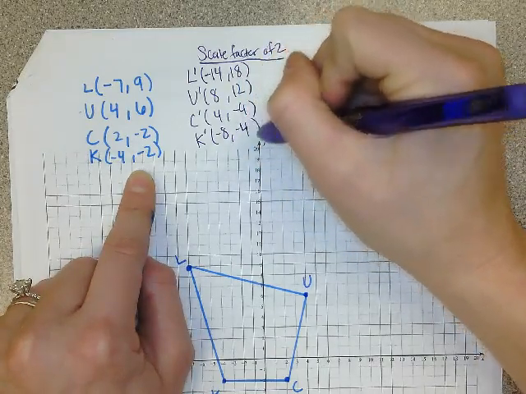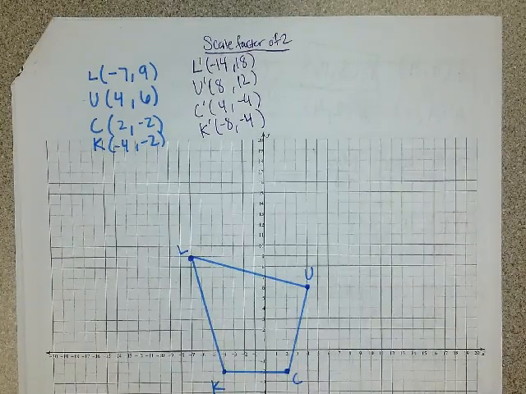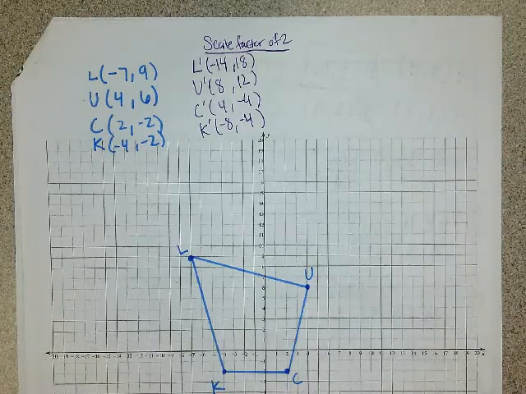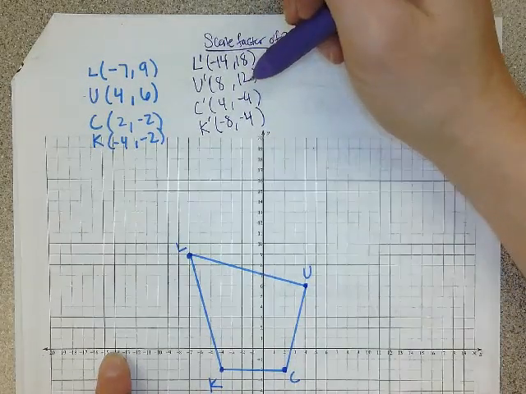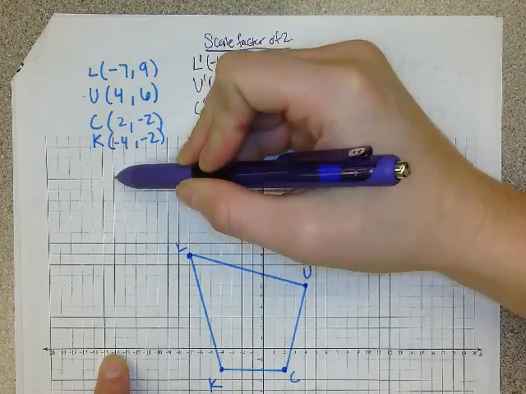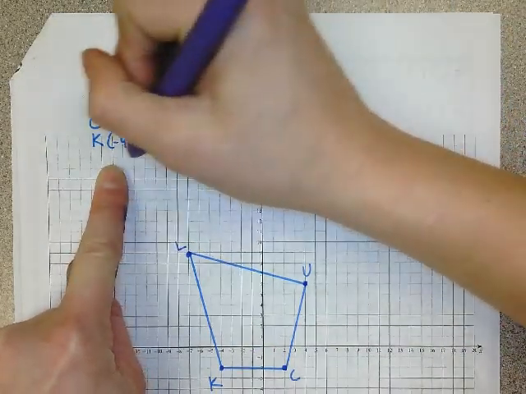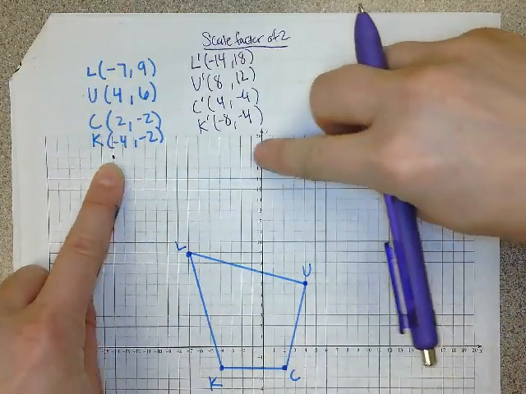Negative 4. All right, so what's going to happen to our shape? Is it going to get bigger or smaller? It's going to get bigger. It's called an enlargement, right? So I'm going to do L prime is negative 14, 18. It's kind of hard to, is this 18? Yes. Kind of have to use your fingers for that one. Okay.